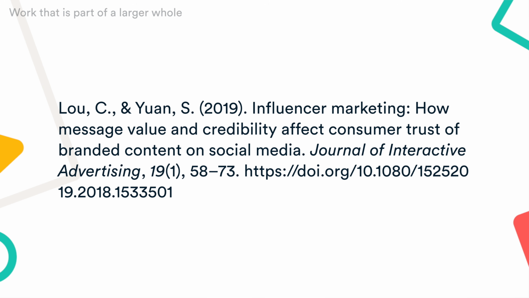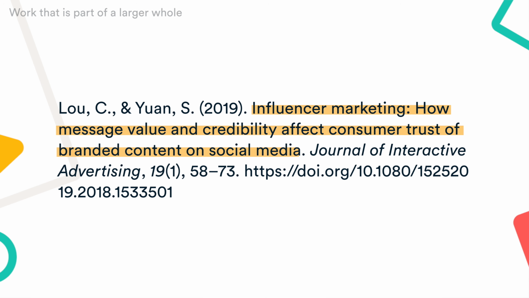You might also want to cite an article from a journal or a chapter from a book, so a work that is part of a greater whole. In this case, you need to include two titles. The first is the article title: Influencer marketing: How message value and credibility affect consumer trust of branded content on social media. And the journal title, Journal of Interactive Advertising.